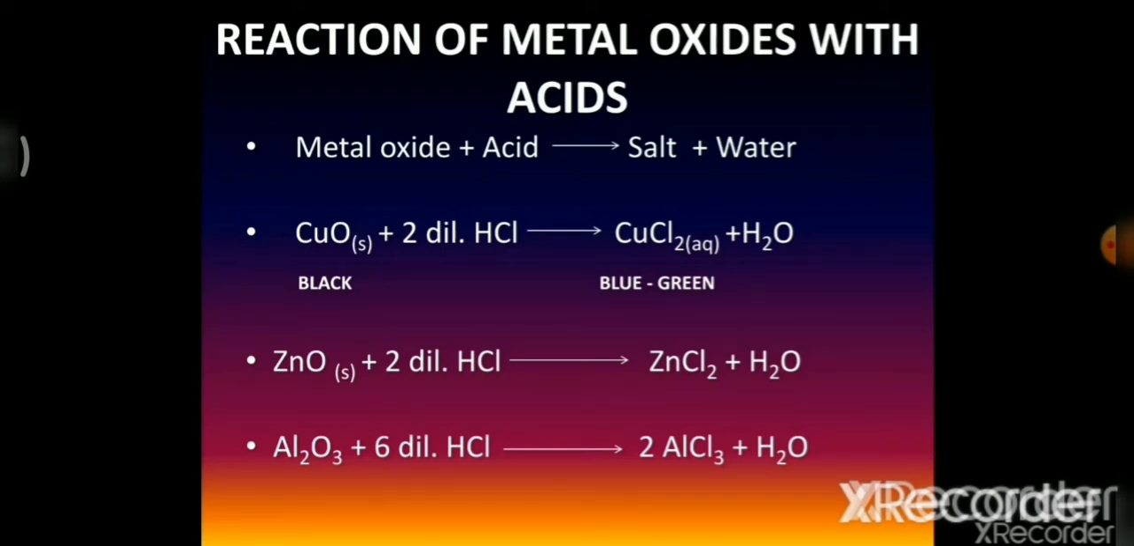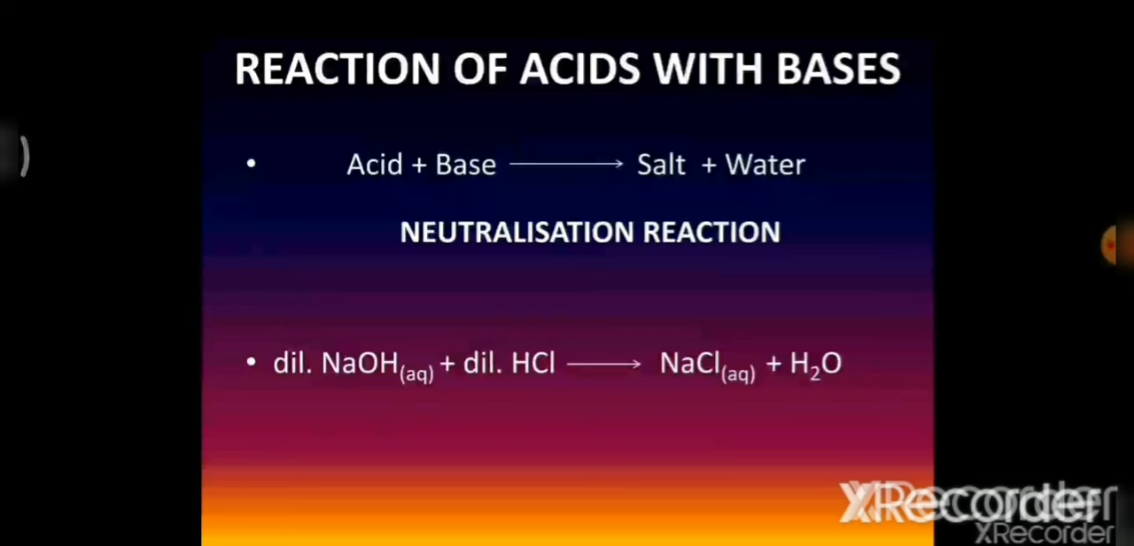water. Now take a third example, aluminium oxide, nothing but bauxite, that reacts with 6 molecules of hydrochloric acid, forming aluminium chloride and water. Now you can read this slide: when an acid reacts with a base, they exchange their radicals and form salt and water. This reaction is known as a neutralization reaction.